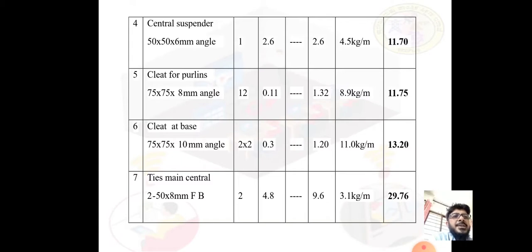weight for this section, 75 into 75 into 10, is 11 kg. So total weight is 11 into 1.2, which means 13.2 kg.